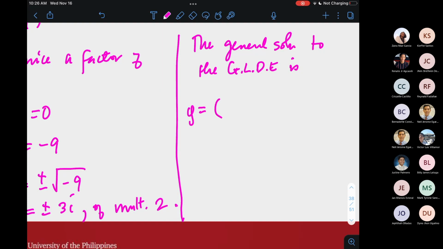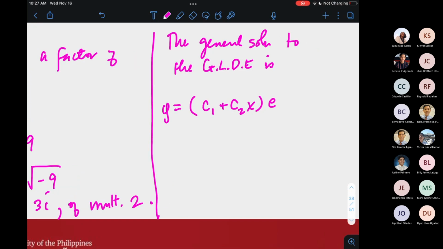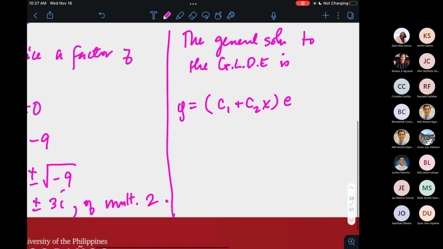Kasi siya ay quadratic, si 3i ay twice na root or multiplicity 2 siya. Sabi ng case number 2, kapag ka multiplicity 2, dapat meron siyang linear factor, all right? 1 degree less than the multiplicity. So here we will have C1 plus C2x. Tapos, ito ay para sa root na 3i. Para kay 3i, actually, pwede ko na pala itong pagsabayin, times e to the ax, alright?